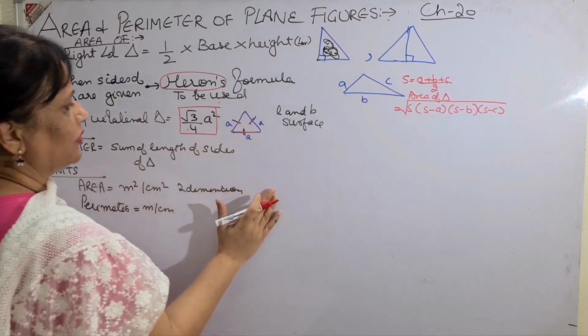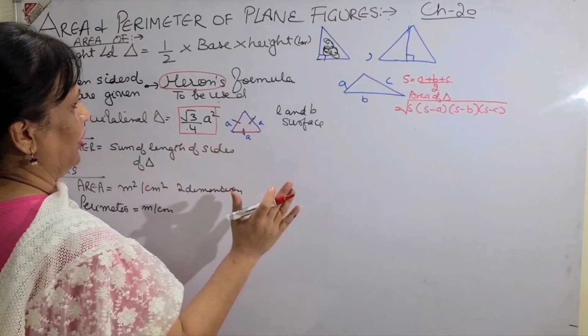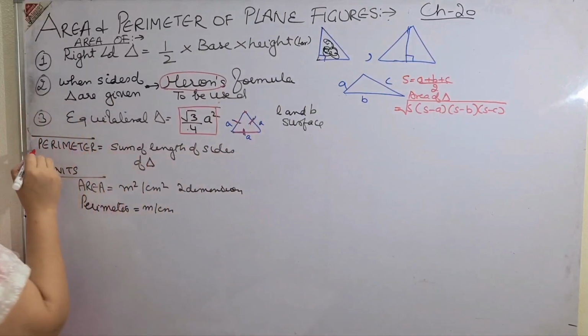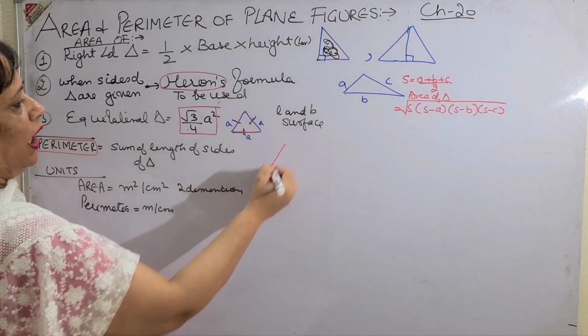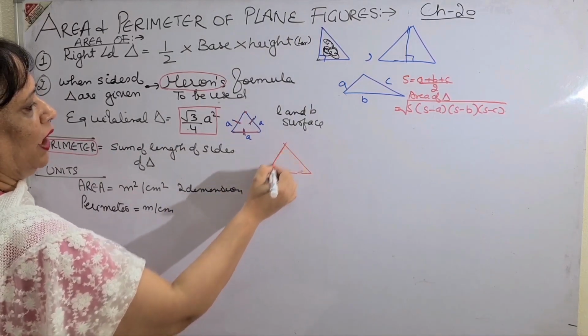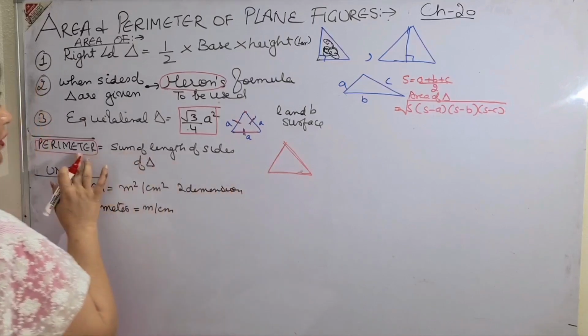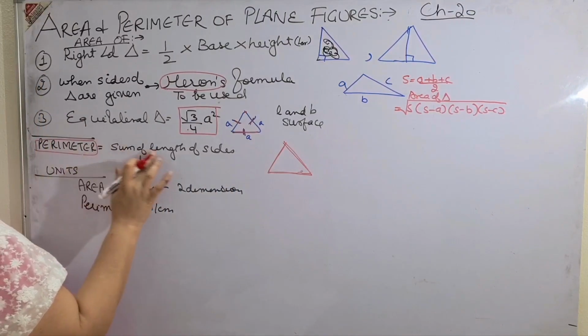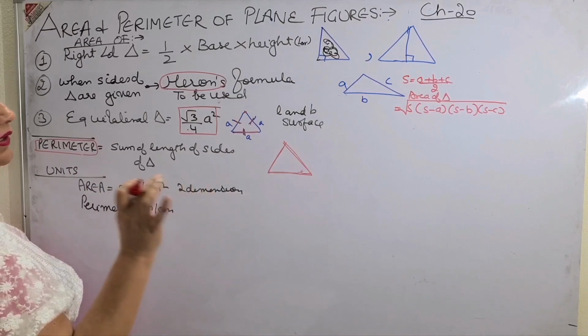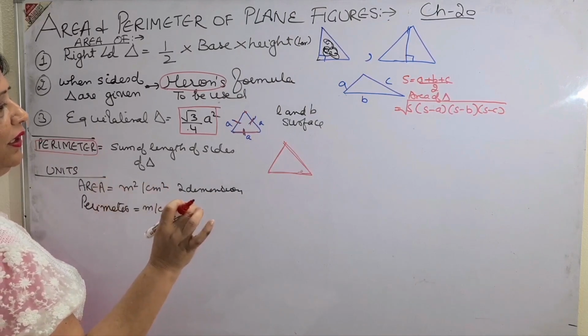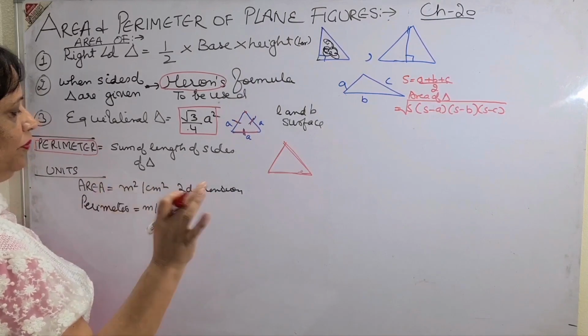You have to learn these formulas. You have to be very careful about it. Then, what is perimeter? Before also explained, again I am telling you, the length of the outer boundary of the triangle is said to be perimeter. It is the sum of the lengths of the sides of the triangle. It can be any triangle, whether it is equilateral, scalene, or right angled, same formula.